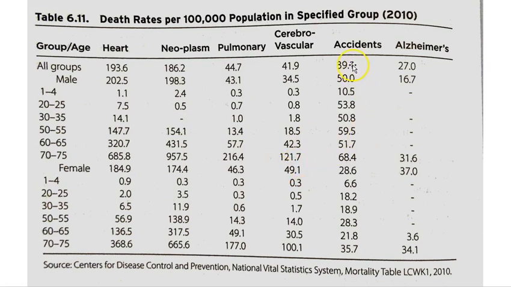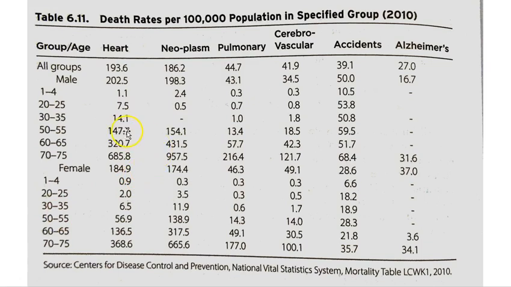But in terms of accidents, we see that males are more prone to accidents than females. Perhaps that's occupationally related. And in terms of Alzheimer's, we see that males at 16 come in much lower than females at 37. So some pretty big sex-specific differences going on. Next, we can look at some of the age patterns.